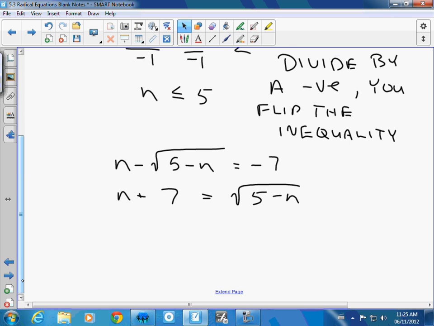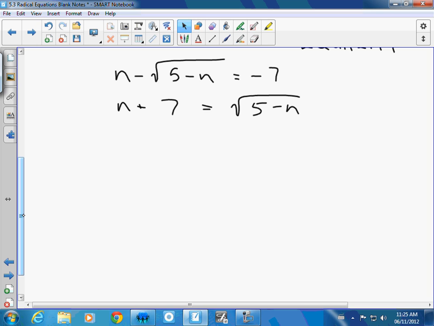Okay, now what do you do, guys? We already isolated the radical. What are we going to do? How do we get rid of the radical symbol? We square it. If we square the right-hand side, what are we going to do to the left? Square it. Doesn't change. Oh, look at that.